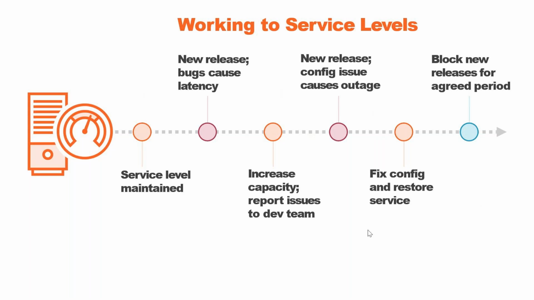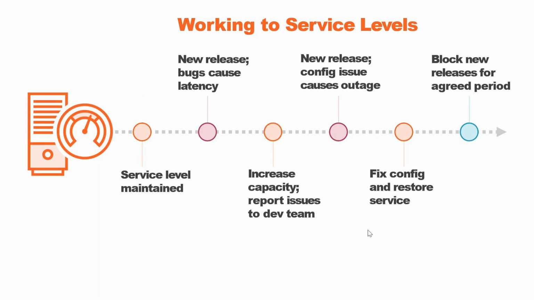Now again, in terms of service level, you need to maintain the service level. A new release has come, and you know a new release always creates some issues in terms of reliability. A new release bug causes latency issues. So in order to avoid latency issues, so performance is not impacted, what you did was increase capacity and report the issue to the dev team. After that, the new release introduced config changes that again created outages. So what you did was fix the config and restore the services.